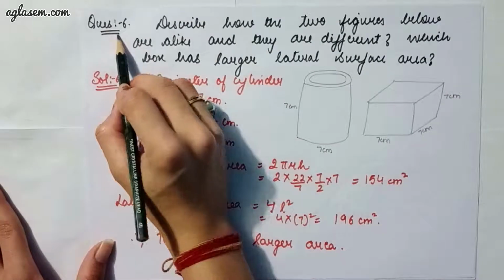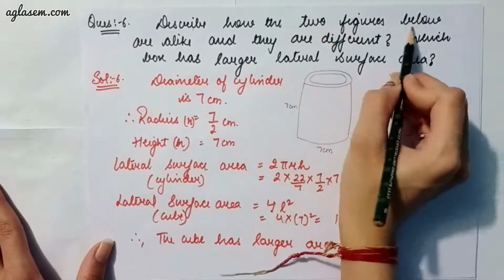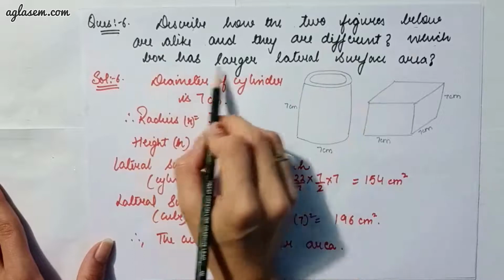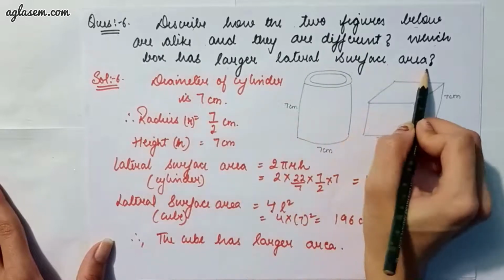Moving to our sixth question, which says describe how the two figures below are alike and how they are different. Which box has larger lateral surface area?